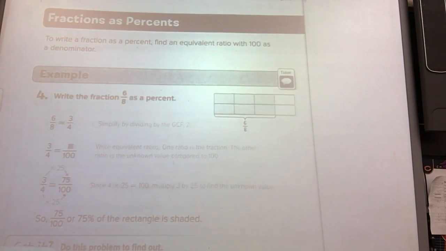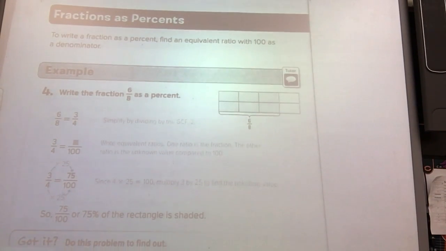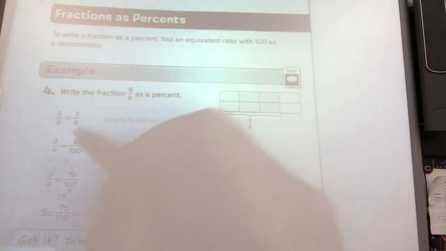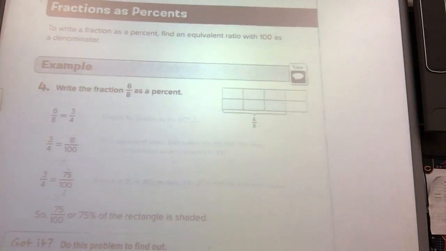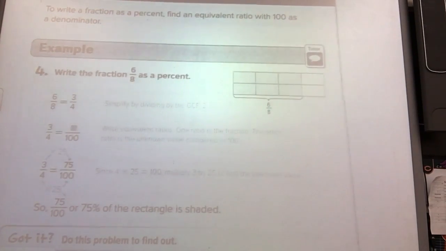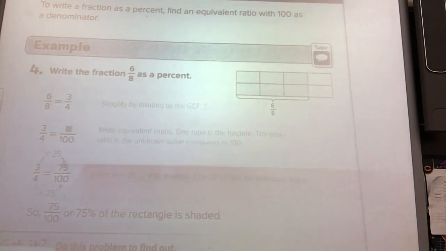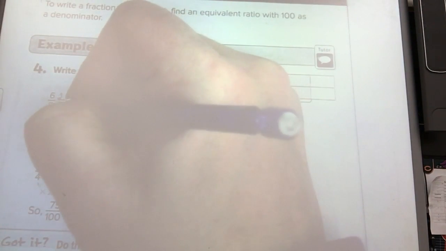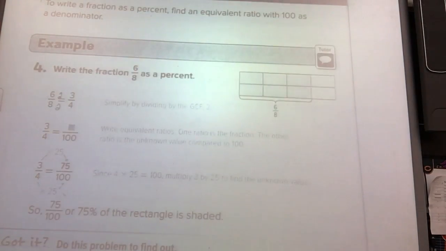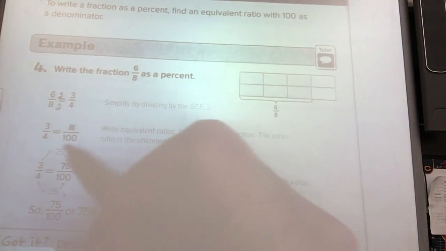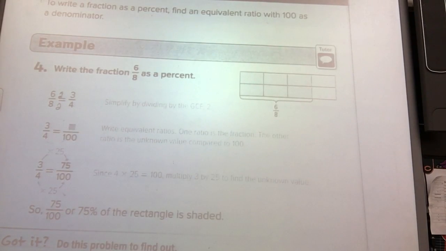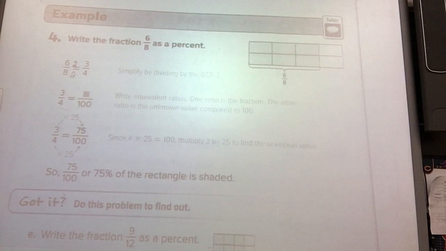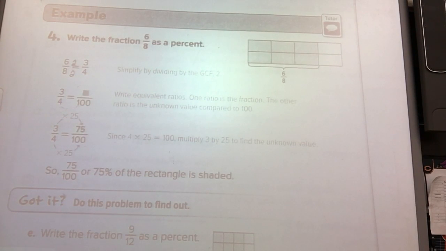It says write the fraction 6/8 as a percent. And in our example, they have us go to 100. So first we had to reduce down. First we simplified by finding the greatest common factor, which was 2, and they divided the top and bottom by 2, which they don't show you, and I don't like that. That gave us 3/4. Now we take 3/4 and we get it up to 100 times 25. What you do on the bottom, do on the top, and that's how they got 75 out of 100. So 75 out of 100, or 75%, is shaded.